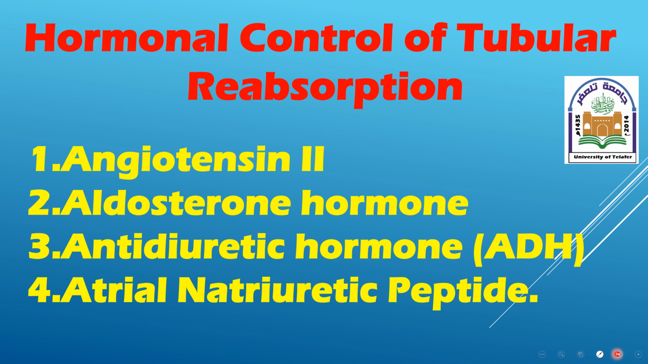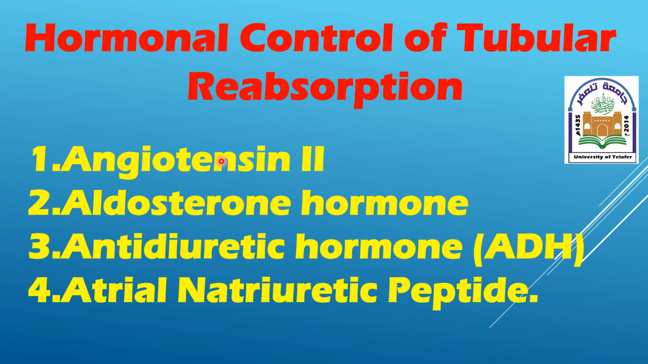Hormonal control of tubular reabsorption. A number of hormones act on the tubules to modify the reabsorption by the peritubular capillaries. These hormones are angiotensin II, aldosterone, antidiuretic hormone, and the atrial natriuretic peptide.